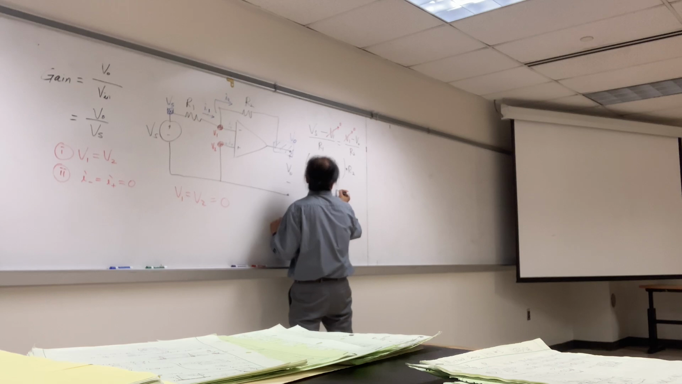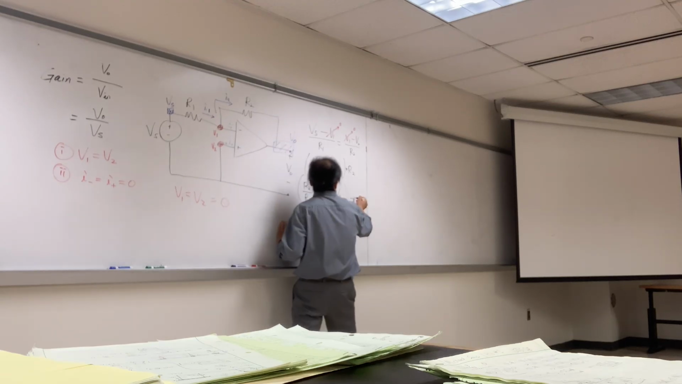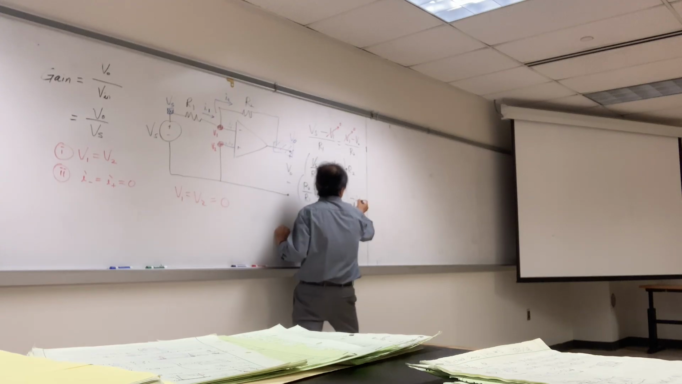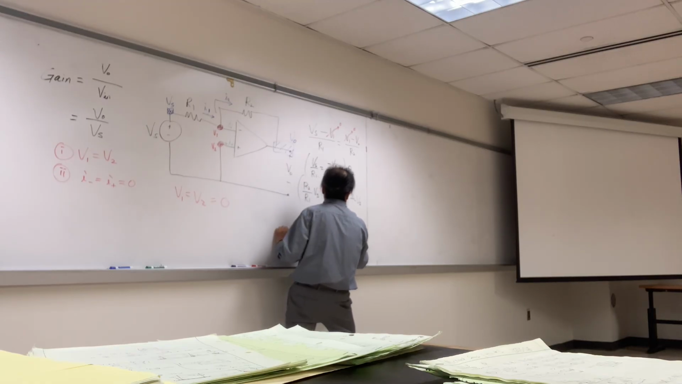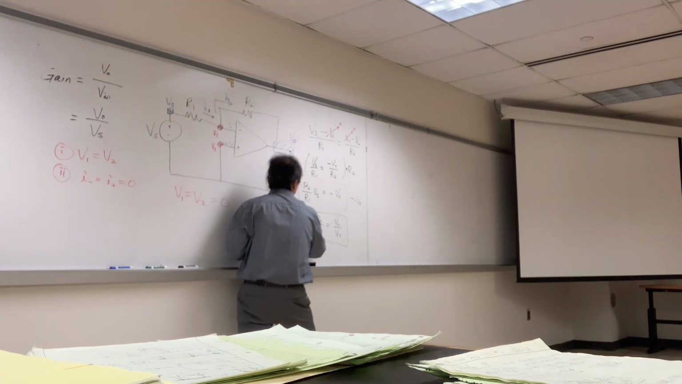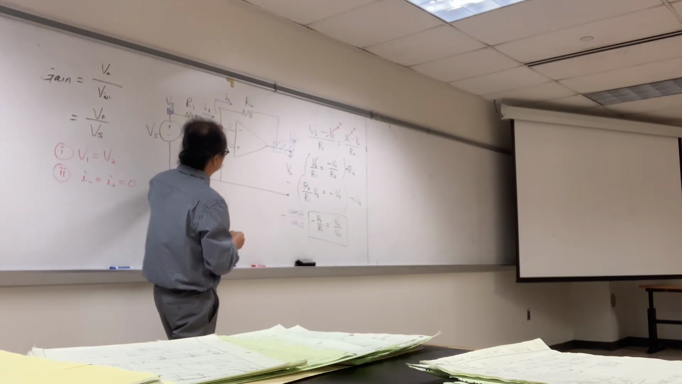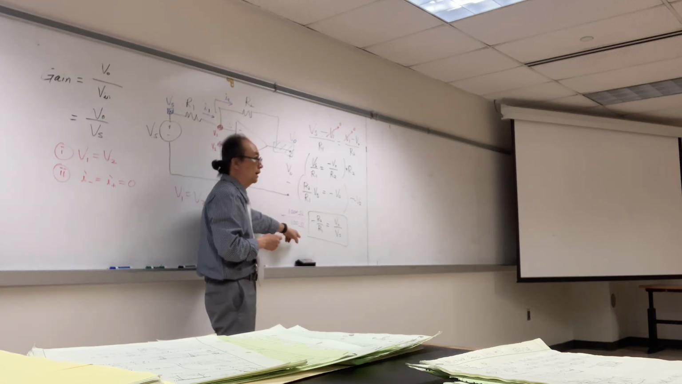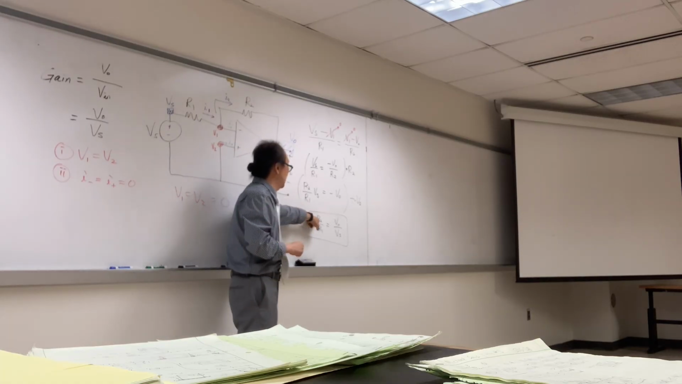Then we have negative V naught equals R2 over R1 times Vs. Now we're going to divide both sides by negative Vs. Then negative R2 over R1 equals V naught over Vs. R2 is 1000 ohm, R1 is 100 ohm. Then if you supply 10, output is going to be 100, 10 times more. So we get the gain of 10 if you properly choose R2 and R1.